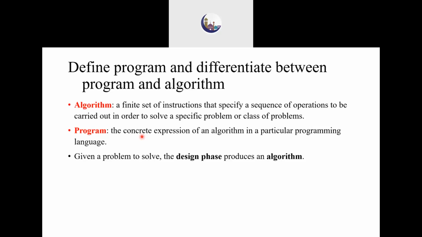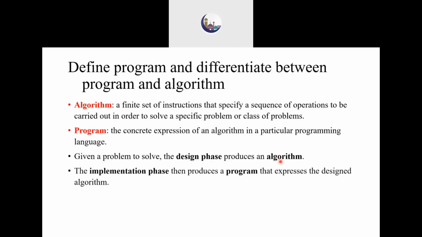Now, let's get back to the subject. Given a problem to solve, whenever a programmer looks at a particular problem, they will first design a plan to solve it. That designing phase will produce an algorithm. The plan that is being produced is nothing but an algorithm. But once the plan is there, its implementation is nothing but a program.